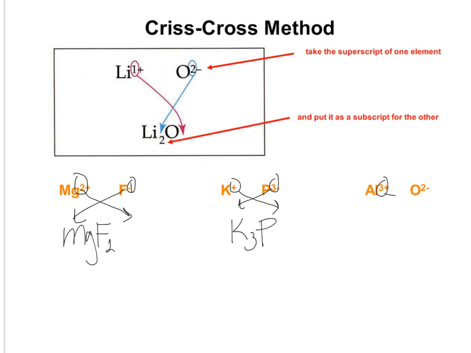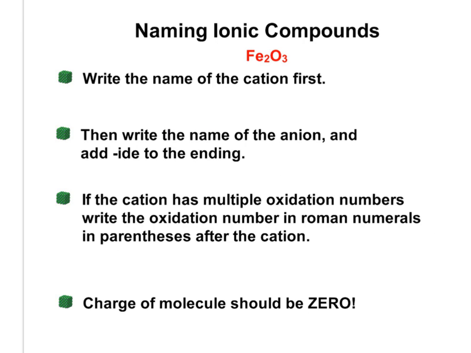Aluminum has a +3 charge, it will come down here. Oxygen will come down here. Okay. All right, when you're naming ionic compounds, you write the name of the cation first, which is the name of your metal. So if we're going to do this compound, we have iron. Then you're going to write the name of the anion and add IDE to the ending. Oxide.